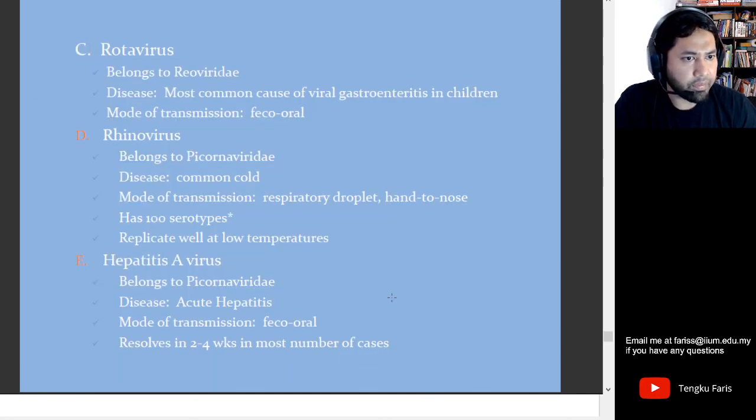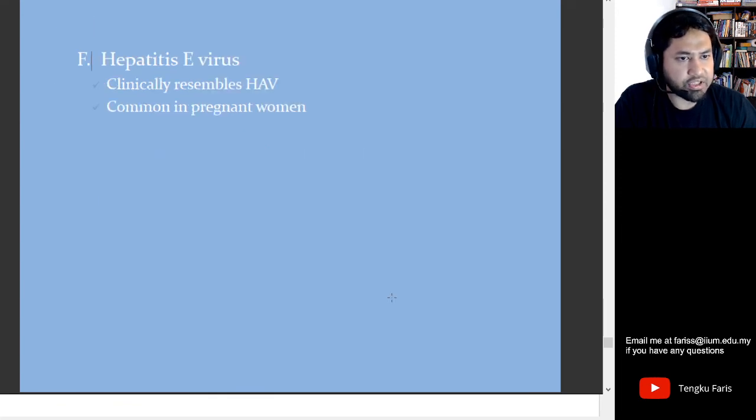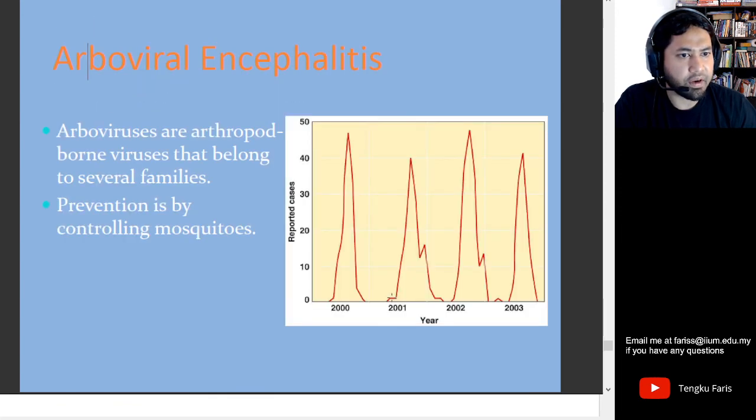Rotavirus, this is the most common virus, belonging to the Reoviridae family. It causes gastroenteritis, inflammation of the stomach. Rhinovirus causes the common cold, and hepatitis A virus causes hepatitis. This is some of the explanation regarding these viruses.